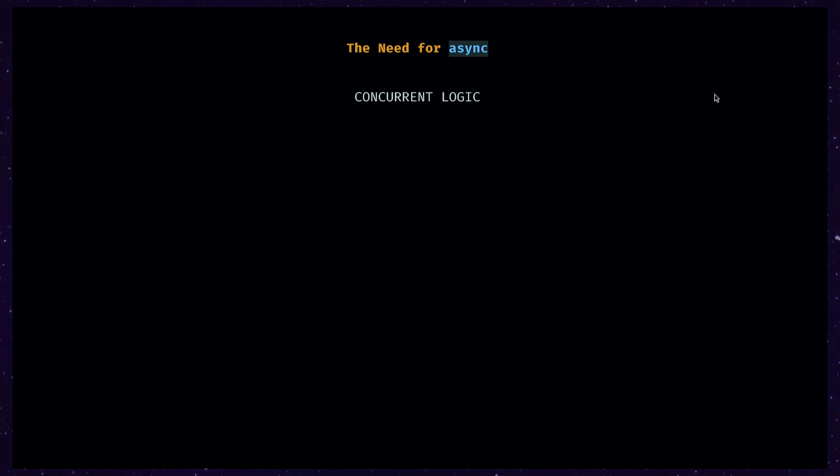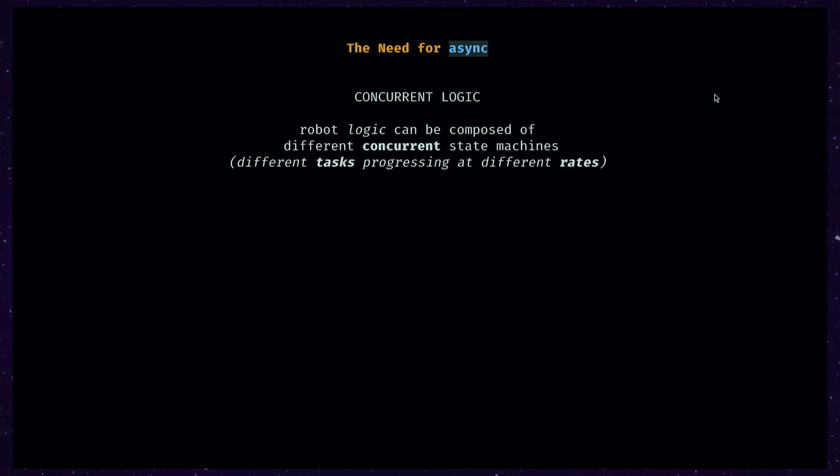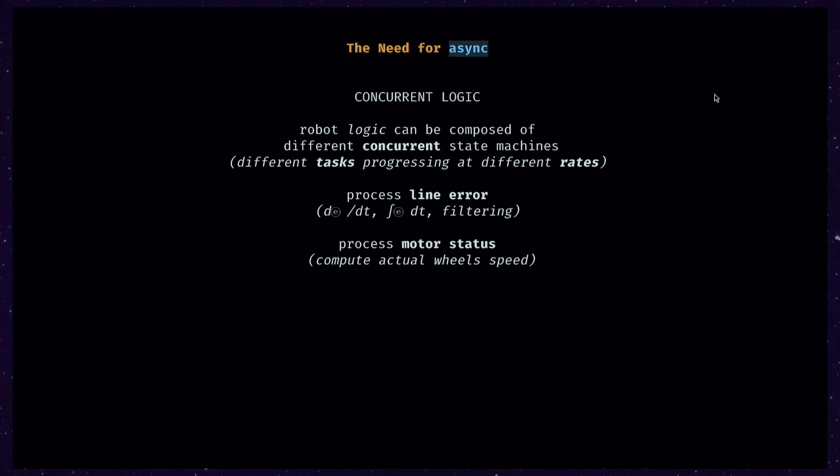The other important thing is concurrent logic. This robot can be composed of different concurrent state machines, which do different things at different rates. Like you have to process the line error and compute the derivative and integral, doing filtering for noise in the sensors. Then you have to process motor status and compute the wheel speeds. And then you have to run the driving logic, collect telemetry, and handle screen input and buttons. So these are all different tasks.